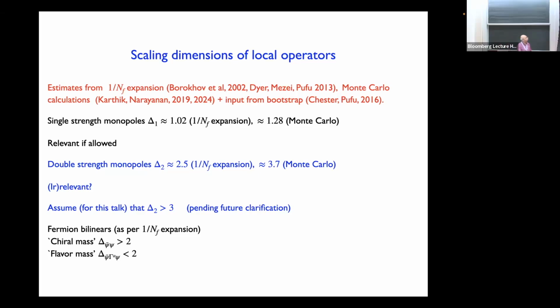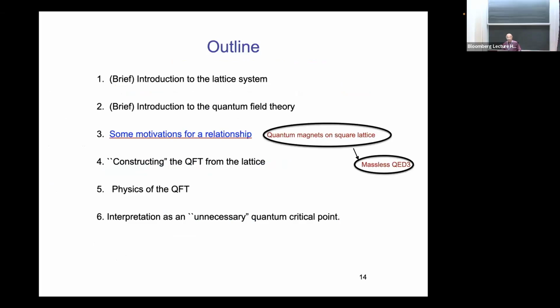So the most dangerous operator is the single strength monopole. If it's allowed, then you destabilize the conformal fixed point completely. Okay, so that's the review of the lattice and the field theory that I'm interested in for this talk. Now, let me try to give some motivations for why I want to search for a relationship between these two.